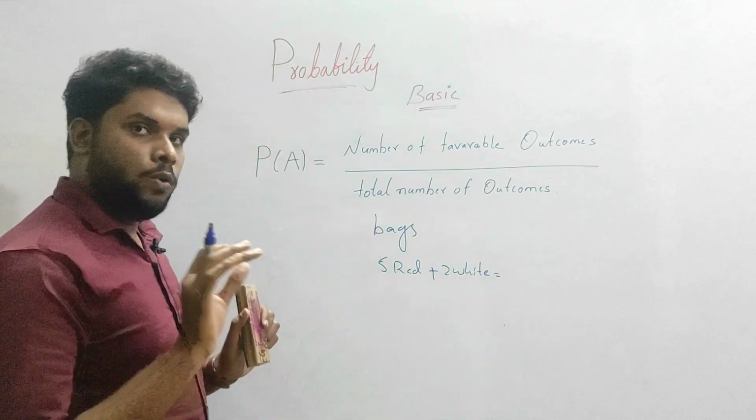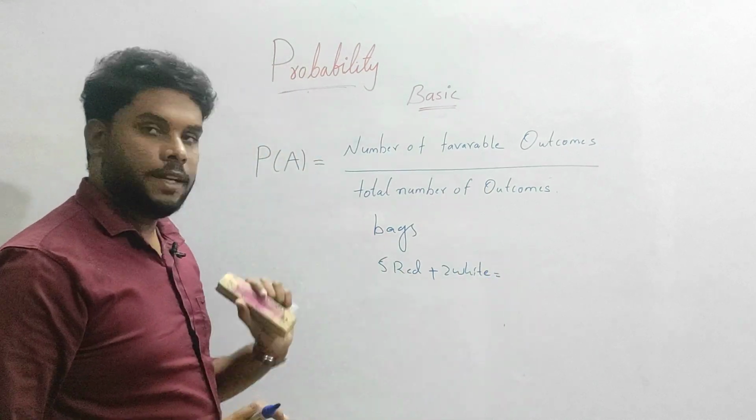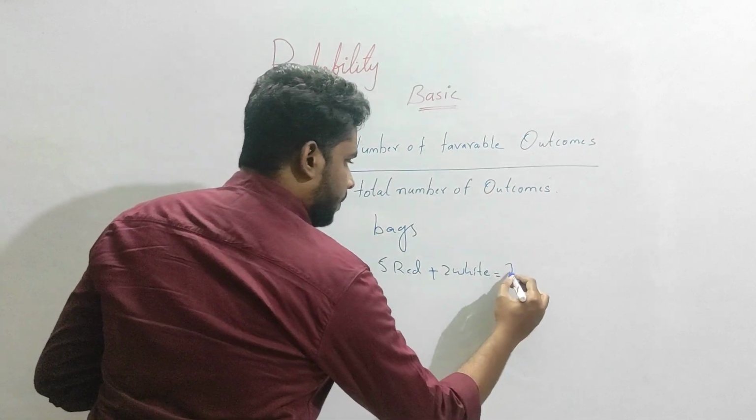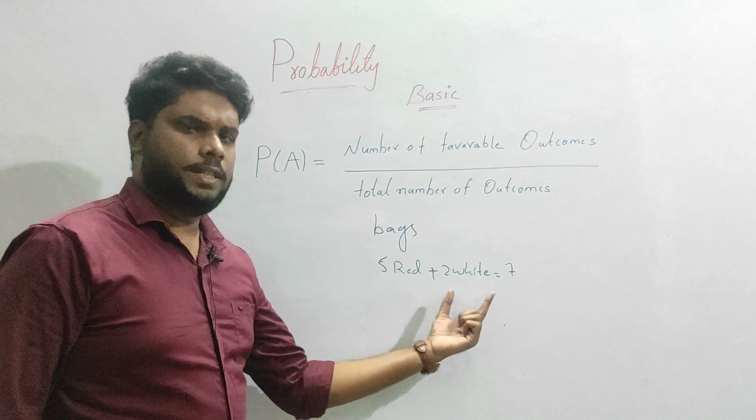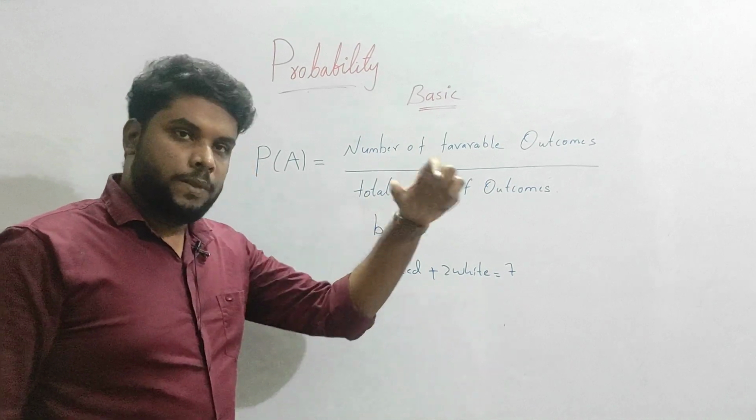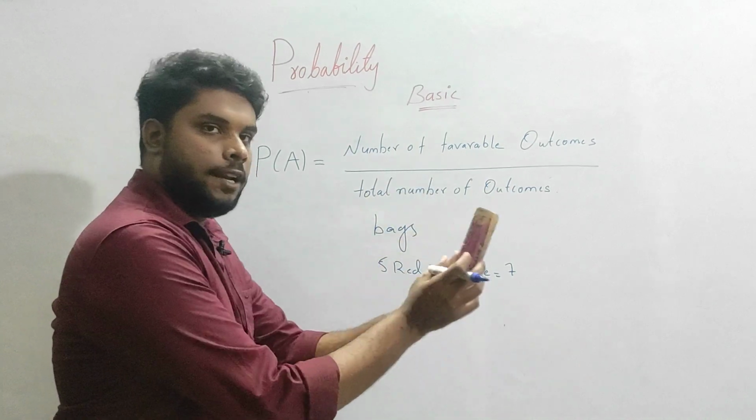Okay, in the bag there are 2 white balls. How many balls are there in the bag? There are 7 balls. In these 7 balls, 5 are red and 2 are white. I am just taking an example. Okay, there are 7 balls in the bag.